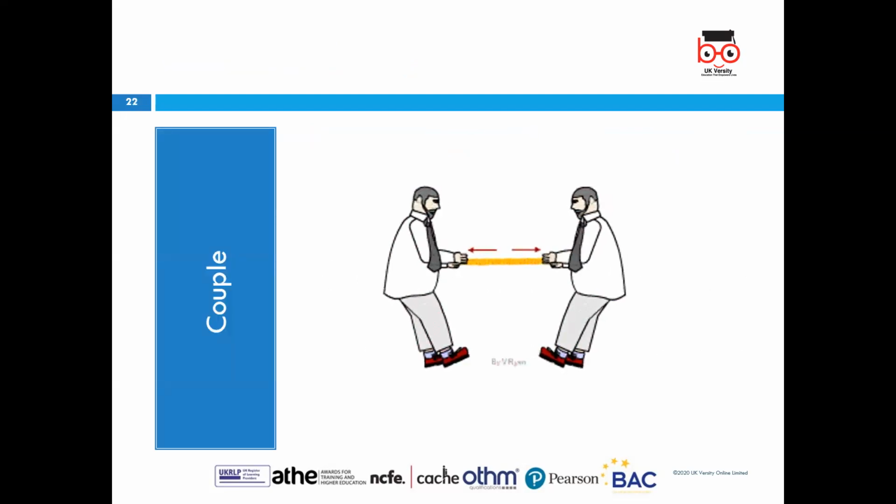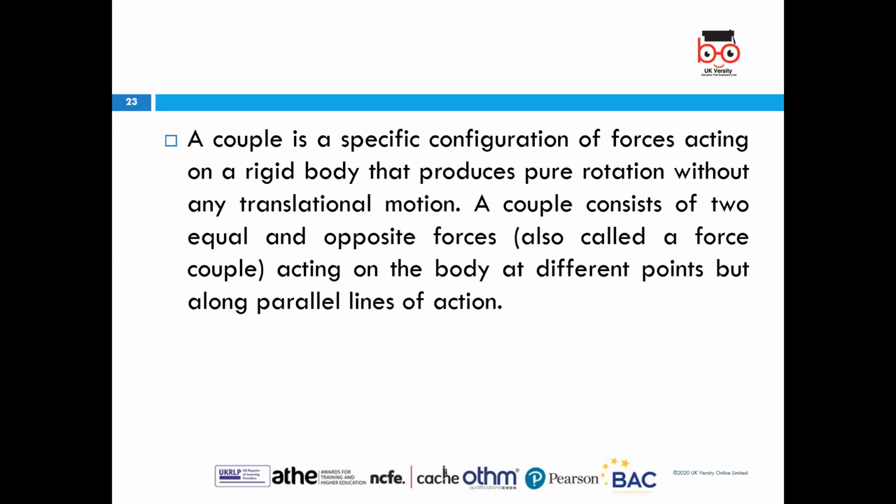Now, what is a couple? Couple is another concept. Basically, a couple is a specific configuration of forces acting on a rigid body that produces pure rotation without any translational motion, which means there is no linear motion, it's only rotation. A couple consists of equal and opposite forces, also called a force couple, acting on the body at different points but along parallel lines of action. So that is how a couple works.